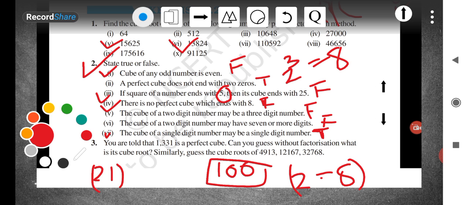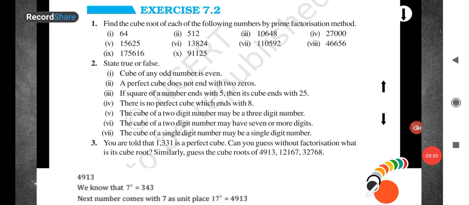So now I will clean all this. Question number 3. You are told that 1331 is a perfect cube. Can you guess without factorization what is its cube root? Similarly, guess the cube root of 4913, 12,167 and 32,768. Now you have to guess.